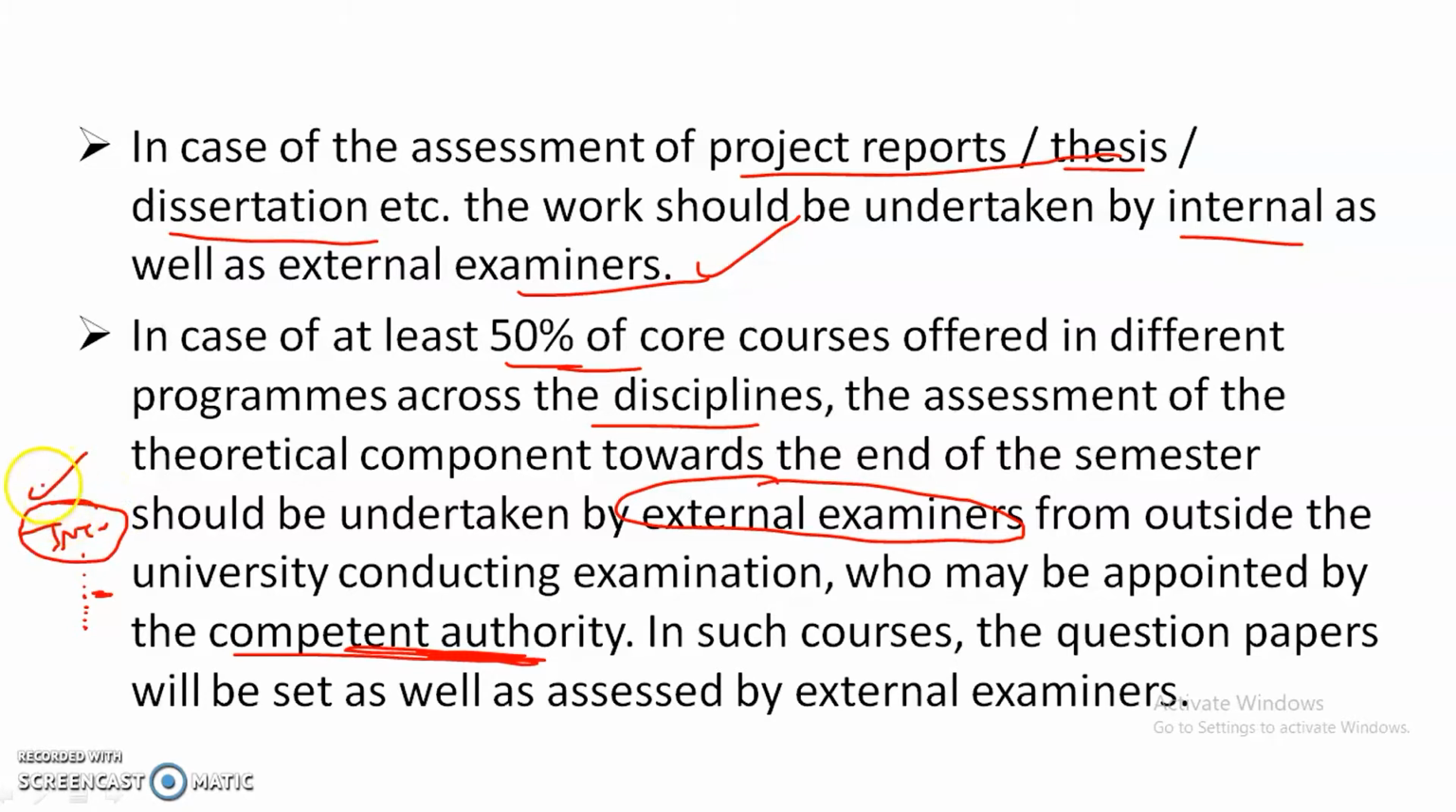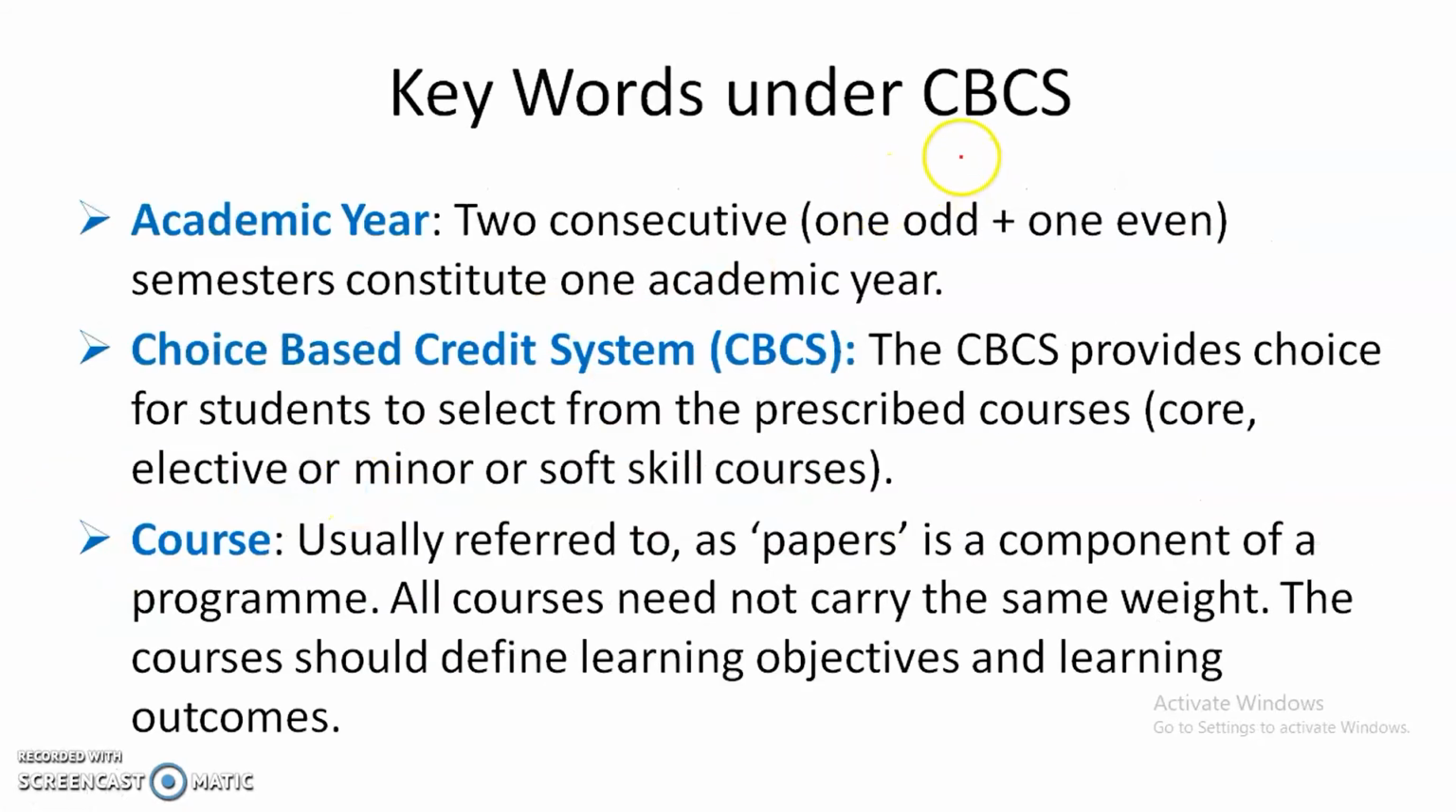That means that it is nothing but a competent authority, right? So it is a process of evaluation. And now the keywords of this choice-based credit system. Academic year, all of you know, is 2 consecutive semesters, that is 1 odd semester and 1 even semester, completely called 1 academic year. And a choice-based credit system provides choice for students to select from the prescribed courses.